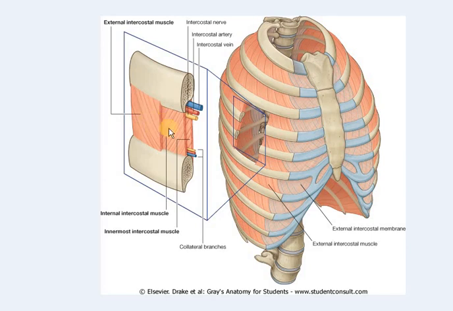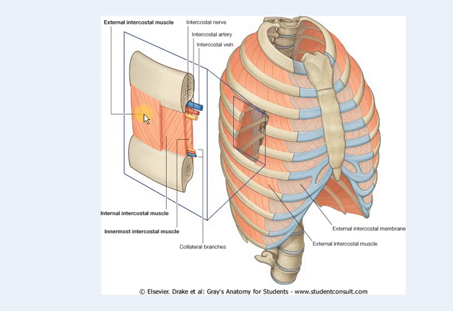In this picture you can see these are the 3 layers shown between 2 adjacent ribs. This one is the external intercostal muscle. Beneath the external intercostal muscle you can find the internal intercostal muscle, and beneath the internal intercostal muscle you can find the innermost intercostal muscle. So these 3 muscles lie deep to one another. First we will study the external intercostal muscle.